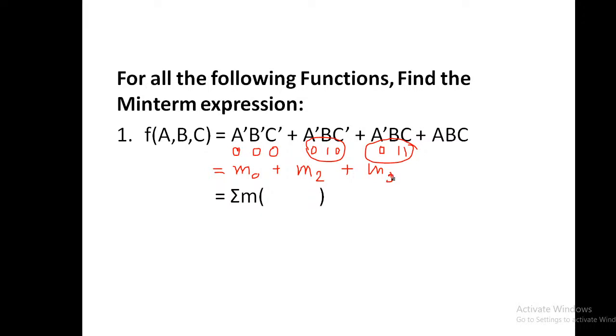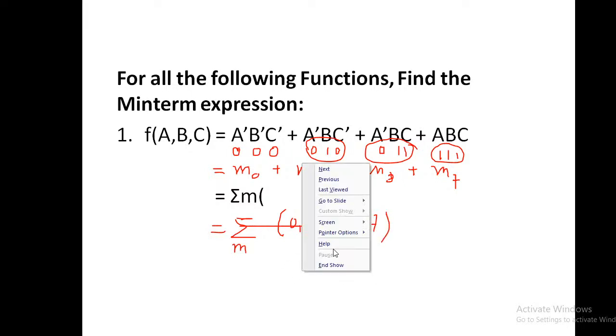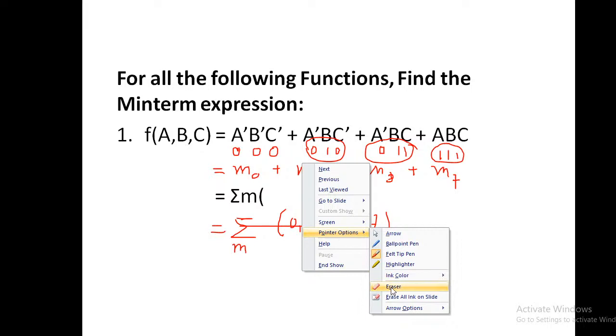And then you have 1 1 1. What is the decimal value? It is 7, so it is minterm 7. Okay, so what are the summations? Actually we should write the m below this, and we should write all the suffix values, that is 0, 2, 3 and 7. We will write it here: 0 2 3 and 7.